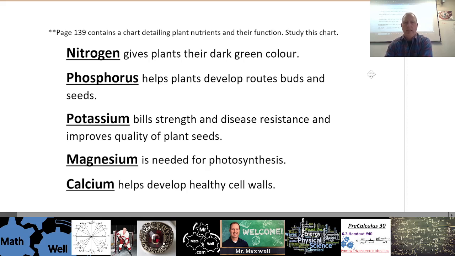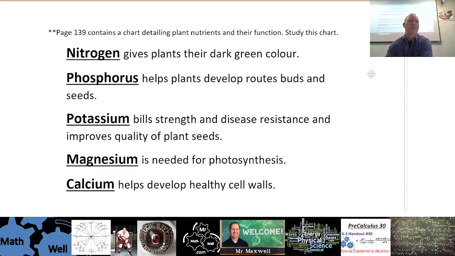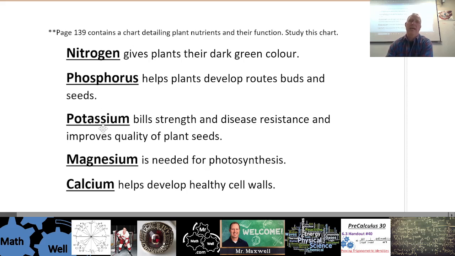Nitrogen gives plants their dark green color. You'll also notice, I don't know if you've ever paid attention to the contents of fertilizer for grass and stuff, there's always nitrogen. There's nitrogen, phosphorus, and potassium in there. And nitrogen gives the plants their dark green color, so that'll darken your lawn up, make it a little darker green.